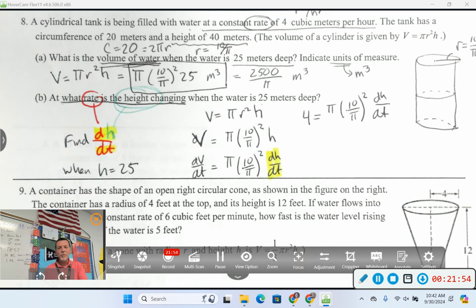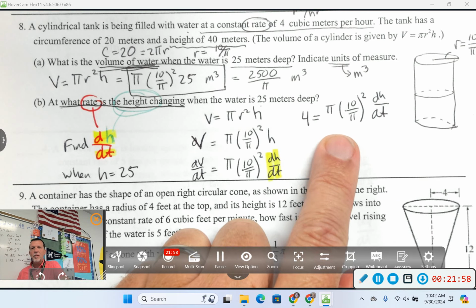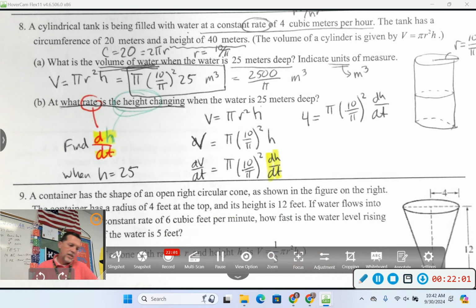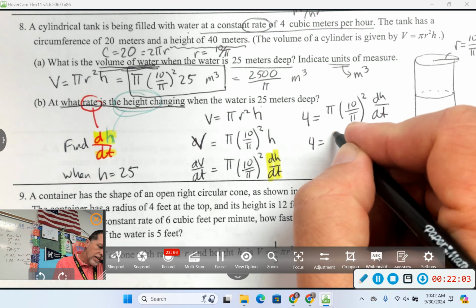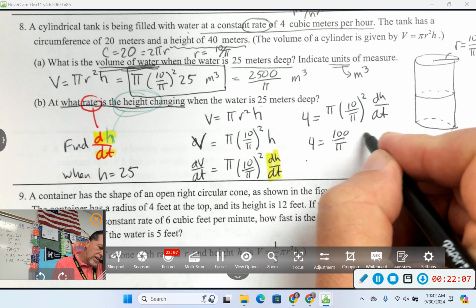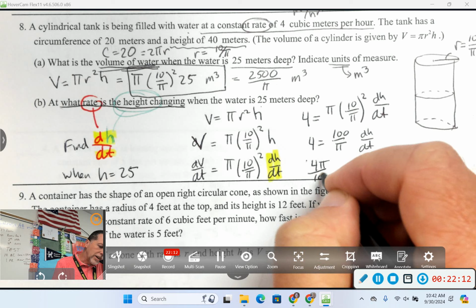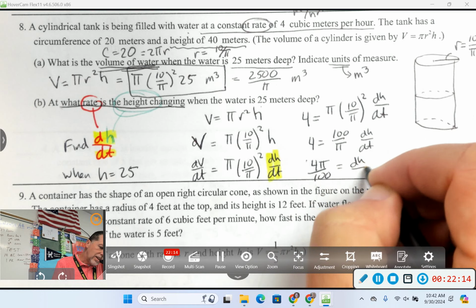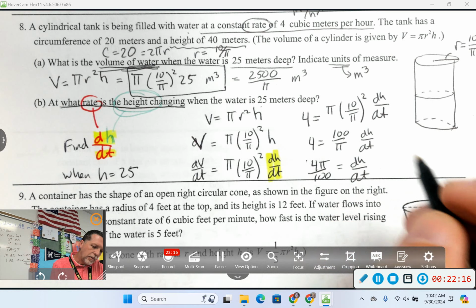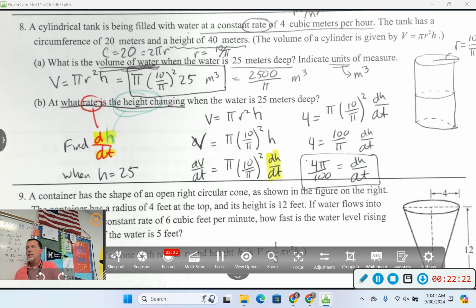I'm going with safe stop, but at some point it might be easier to square the 10 and the pi rather than messing with the safe stop stuff. Let's see, 100 over pi dh dt. So 4 pi over 100 is dh dt. Reduces, but we're beyond reducing. How about that?